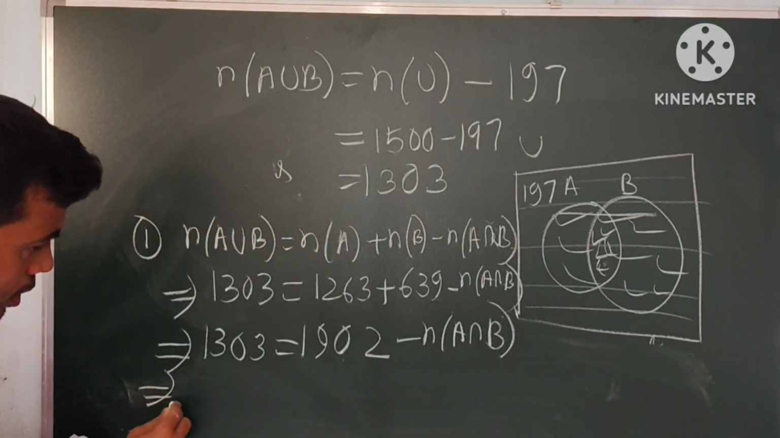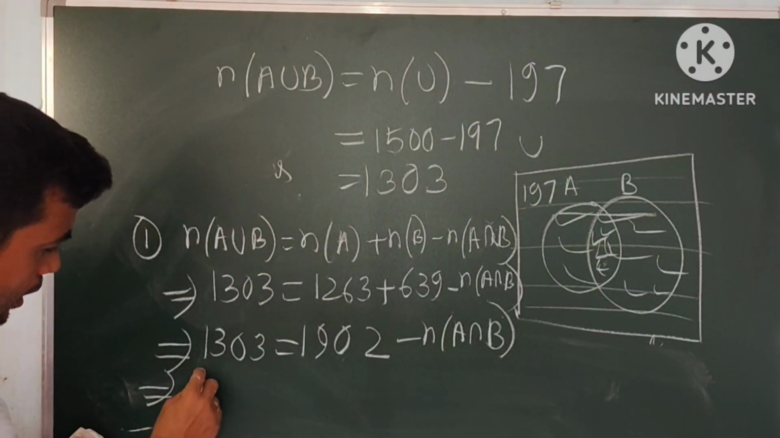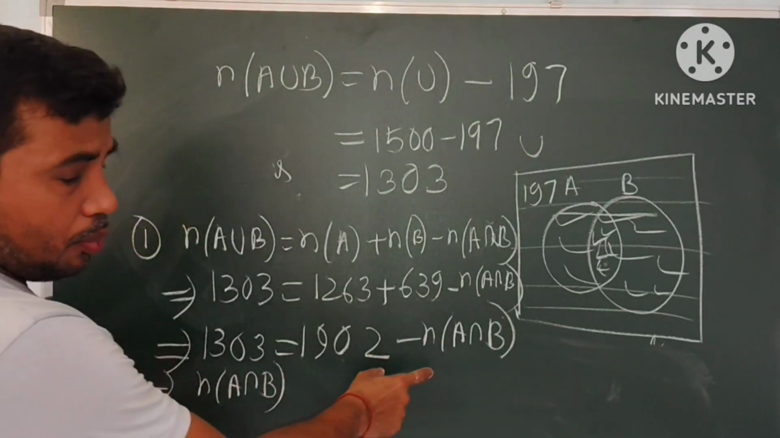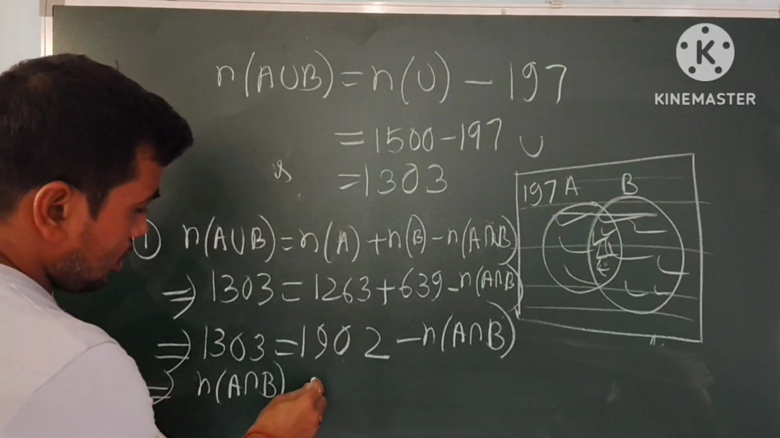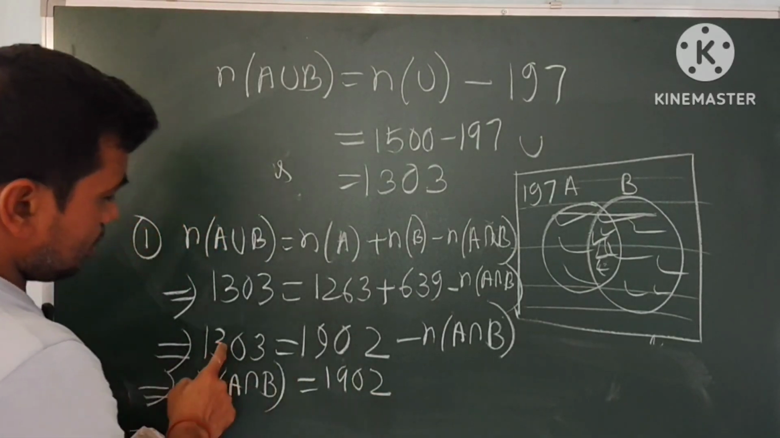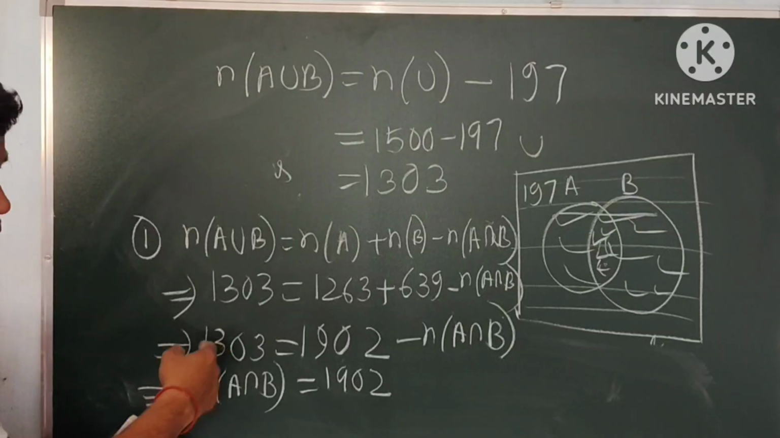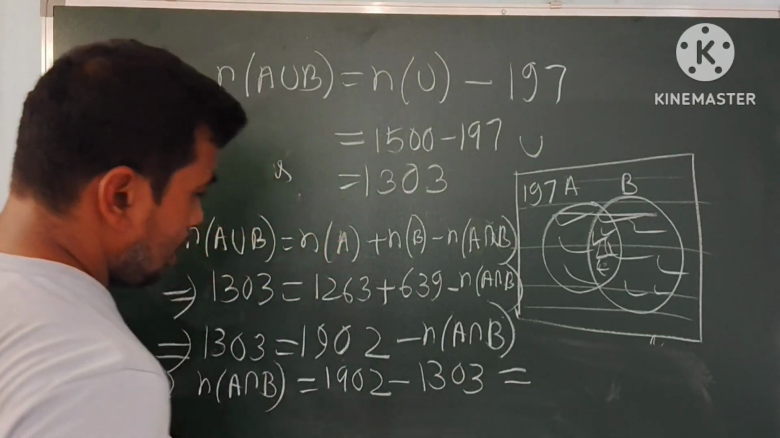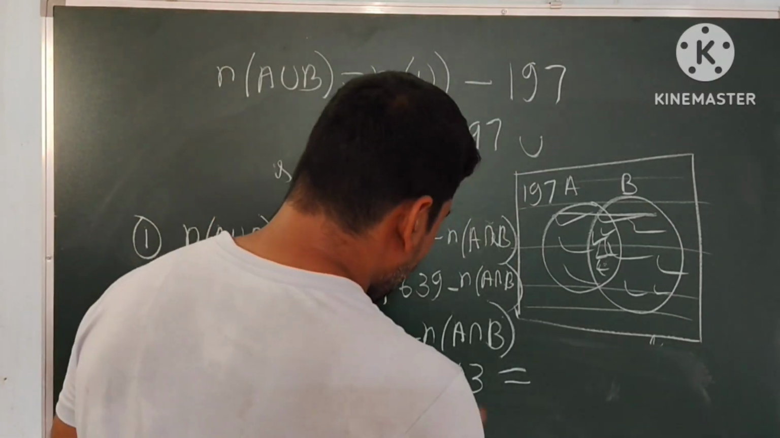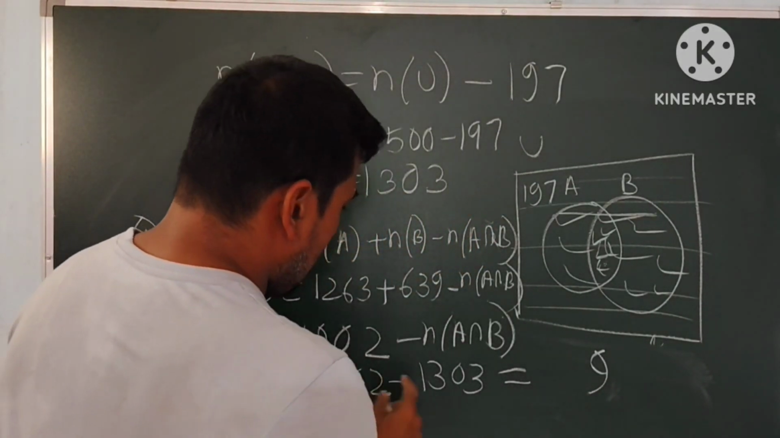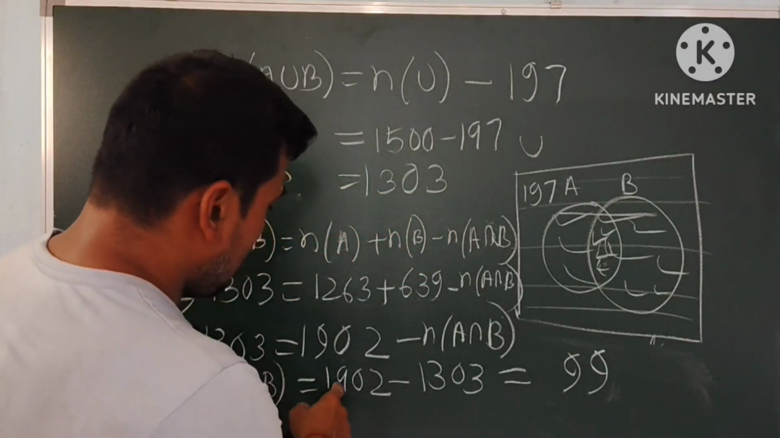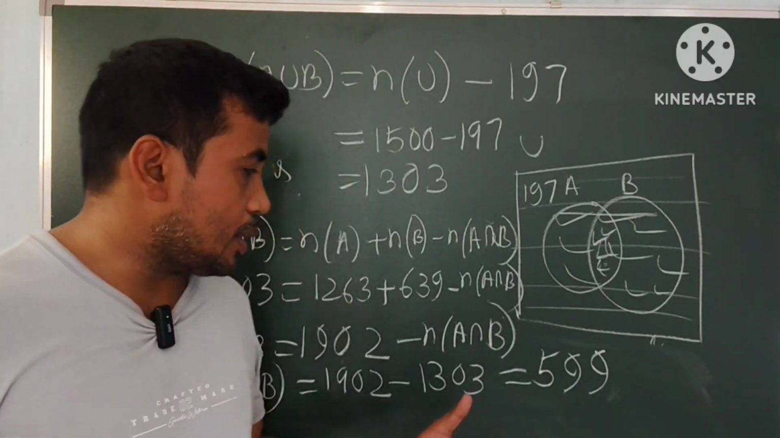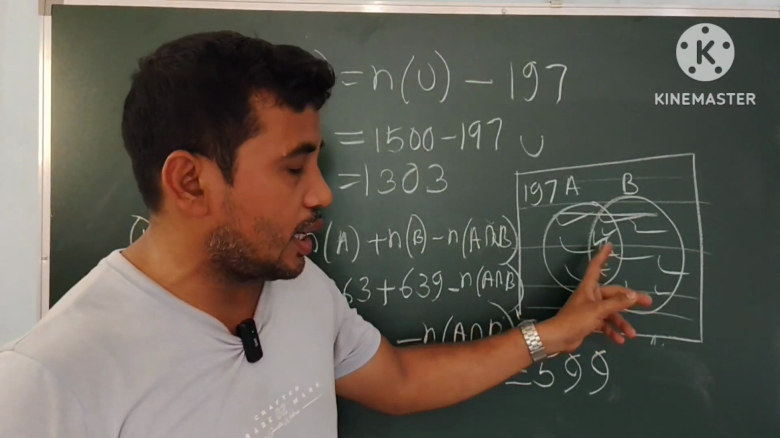So what do you get? You get n(A intersection B). We transfer this from the right side to the left side, and 1902 from the left side to the right side, so the sign will be negative. And what we get is 599. Okay, so 599 families have both radio and TV.